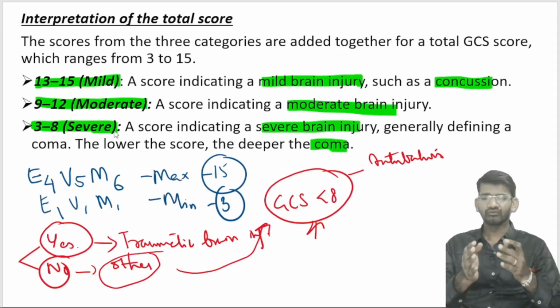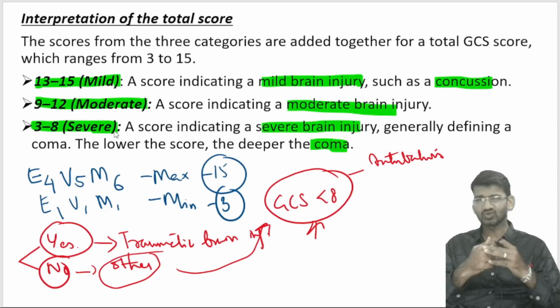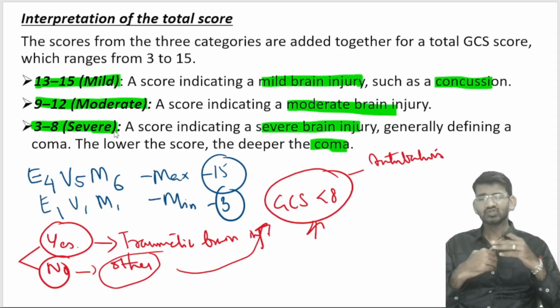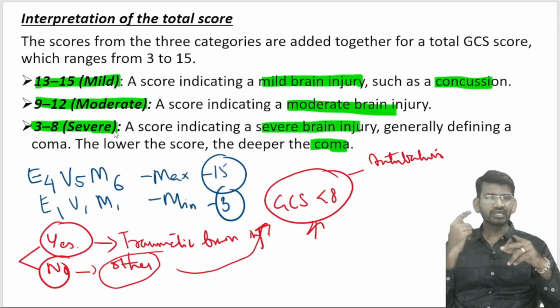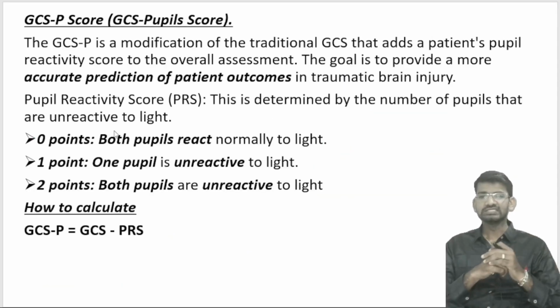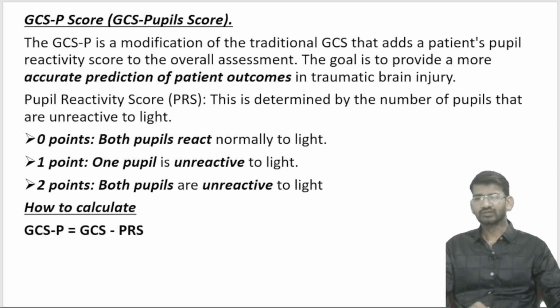Along with this GCS, nowadays an additional component has been added to the assessment of the Glasgow Coma Scale, that is the pupillary reaction. Along with the assessment of eye opening, verbal response, and motor response, we also assess the pupillary response. That score we call the GCS-P score. This is very important nowadays.